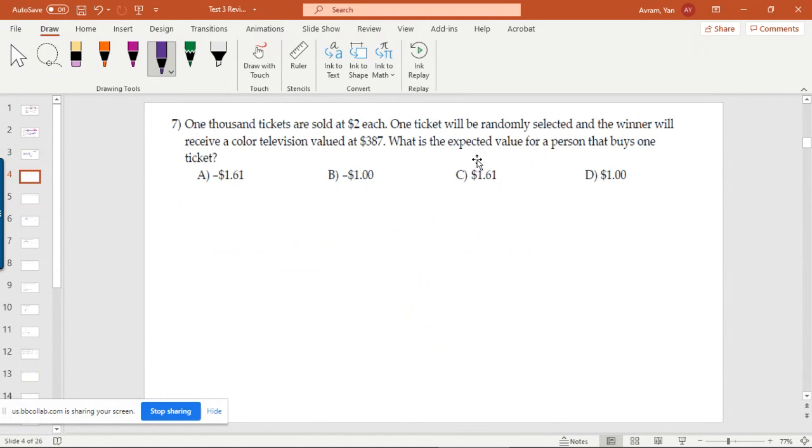All right, number 7 is the expected value. If 1,000 tickets are sold at $2 each, the ticket will be randomly selected and the winner will receive a color television valued at $387. What is the expected value? So the expected value, that means every time you purchase a $2 ticket, how much will you donate?